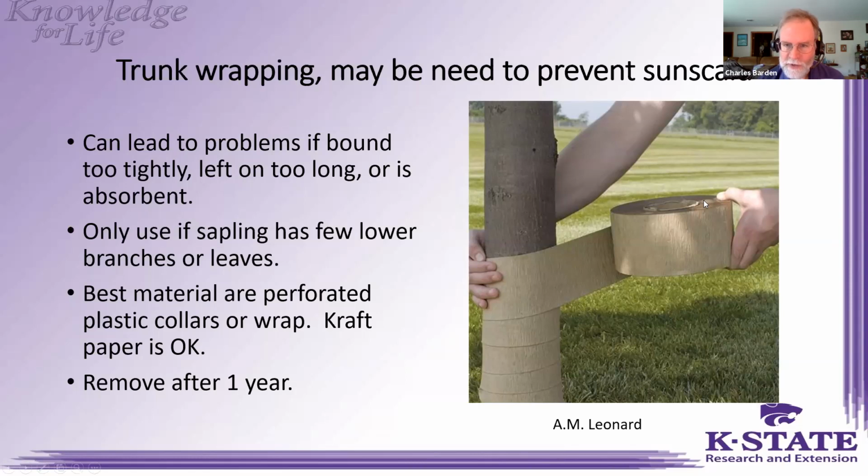So on trees that don't have lower branches, that have a smooth trunk, as we see on this little tree right here, I really do recommend various trunk wraps. Trunk wraps have got kind of a bad rap because they were like the tree staking we saw earlier. They were bound up too tightly, left on too long, and led to some problems. But only use them on saplings that have few lower branches or leaves. The best materials are the perforated plastic collars, which we'll see in the next slide. But these wrap types work well.